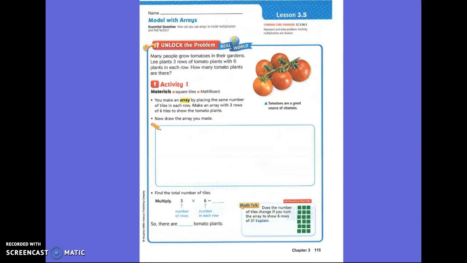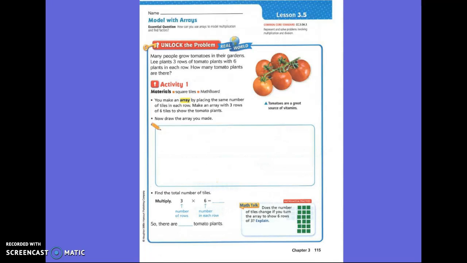How do we do this? You're going to have square tiles. You're going to draw the square tiles. You're not going to have the actual square tiles. In the past, when I have let students have the square tiles, you do more playing with them than you do actually getting your work done. So now, because of all that, we are just drawing the square tiles. We're going to make an array by placing the same number of tiles in each row.